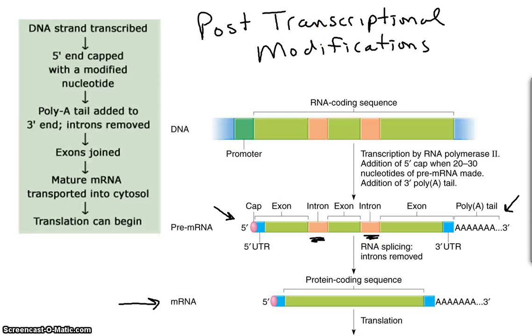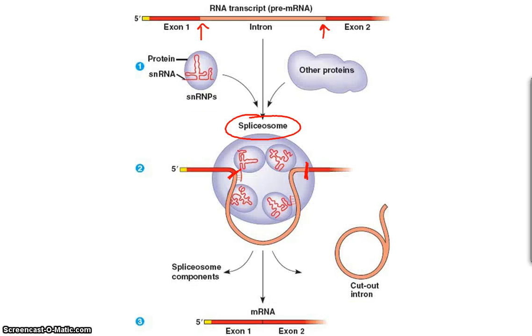So let me go back to the previous picture real quick. So that's what happens right here when we remove these introns. So that's part of the post-transcriptional modification. So now we're at a point where we've got mRNA that can be exported out of the cell. It's ready to go to the cytoplasm and carry out the last step of translation. And that's where I'll end this one.